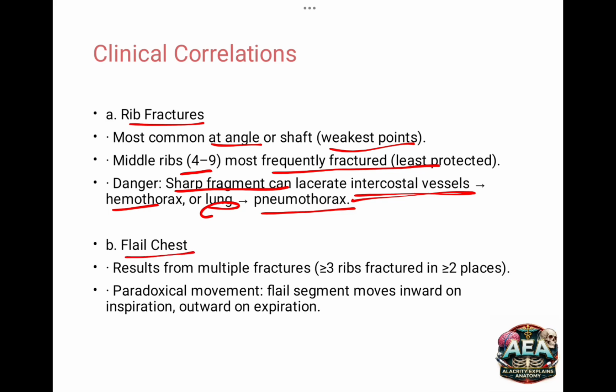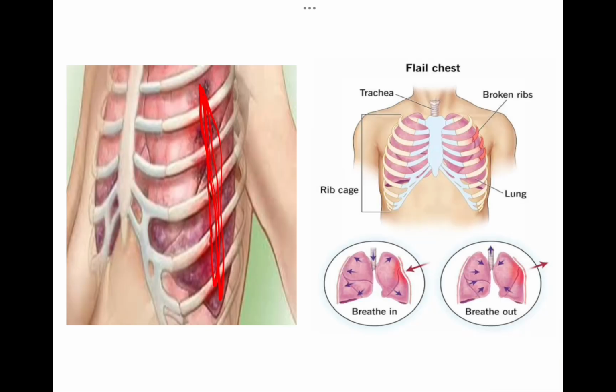We have flail chest, which is multiple fractures, more than three fractures at more than 2 places. This is a multiple fracture of the ribs. It causes paradoxical movement, what we call flail segment moves inward on inspiration and outwards on expiration, which means when you take in air, the flail part moves inward. When you take out air, it moves outward.